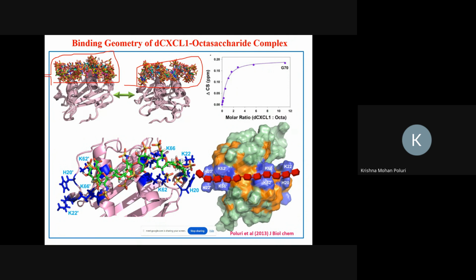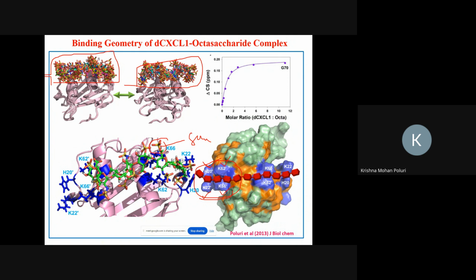Now, when we analyzed, we found that there are 4 amino acids: K62, K66, K22 and histidine. So it's the electrostatic surface, the positive surface is binding with this ligand, since all these yellow and red dots are sulfate groups. So the negative and the positive charge are interacting with each other. Okay. So now, how do we know these are exactly interacting?